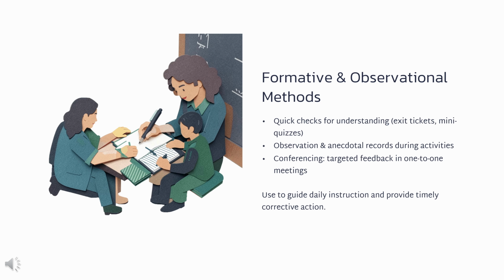Formative and observational methods are designed to support everyday instruction. Quick checks for understanding, observation during activities, anecdotal records, and one-to-one conferencing allow the teacher to identify difficulties while learning is still in progress. Their strength lies in immediacy. These methods make it possible to provide timely corrective feedback and to adapt instruction before misunderstanding becomes more deeply established. In this sense, they serve the regulation of learning rather than its final certification.